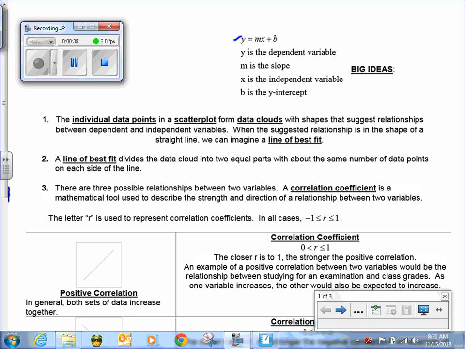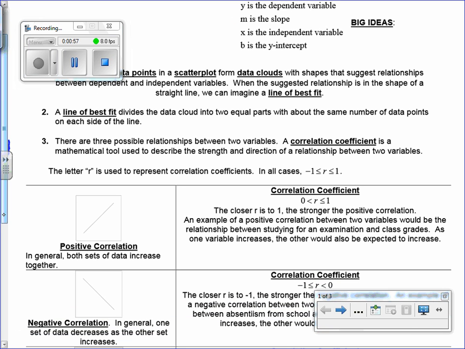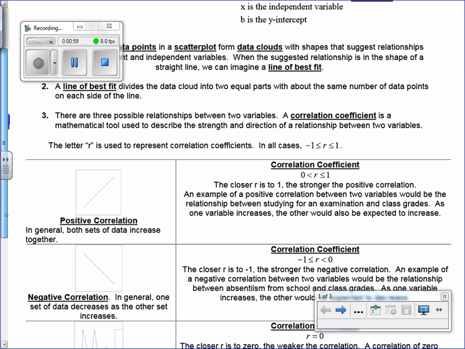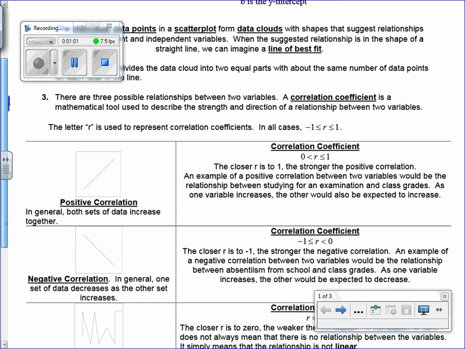So the individual data points in a scatter plot form data clouds. That helps us determine what type of trend that we're dealing with. The line of best fit divides the data into two equal parts, and there are three possible relationships. And a correlation coefficient is a mathematical tool used to describe the strength of the relationship.